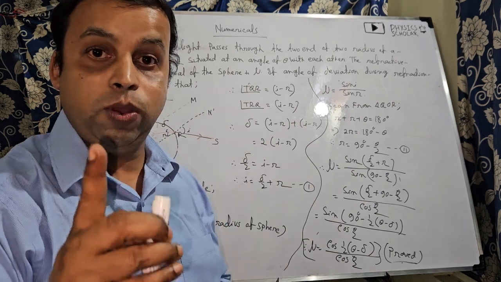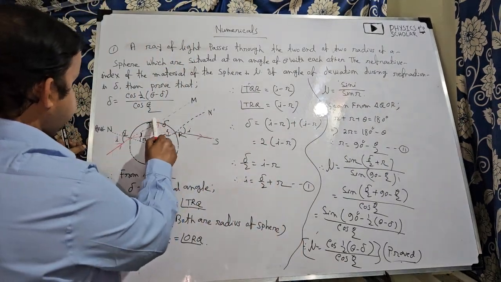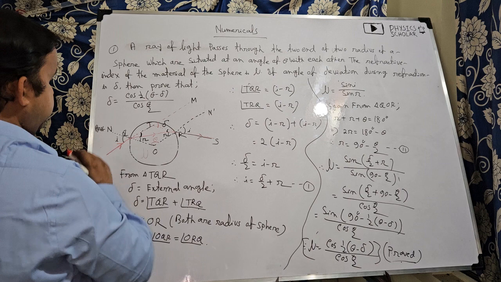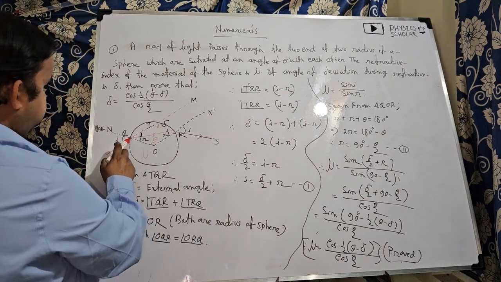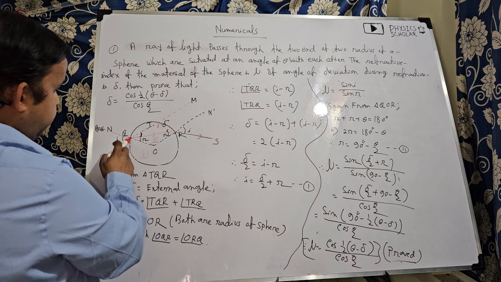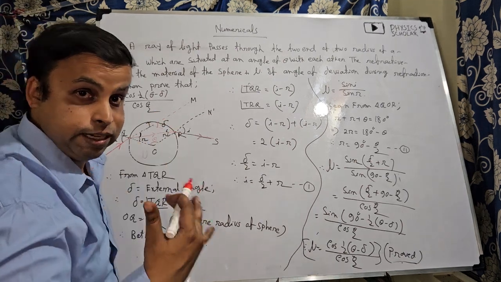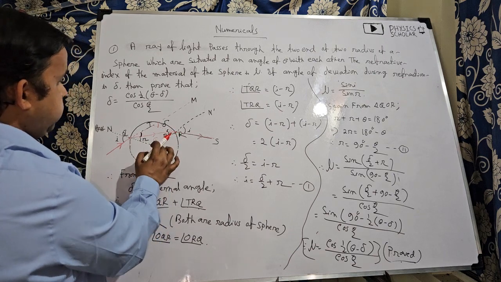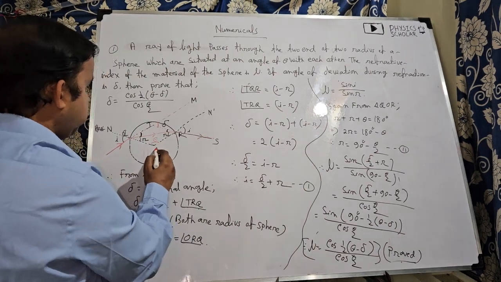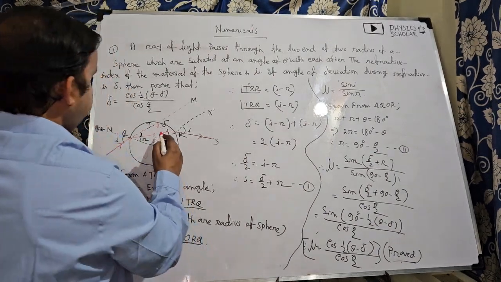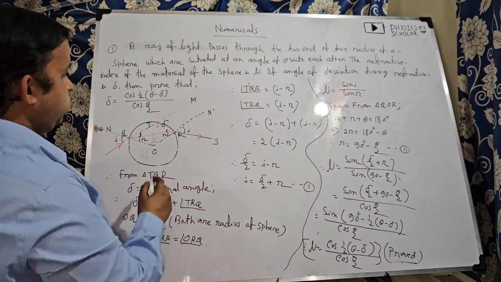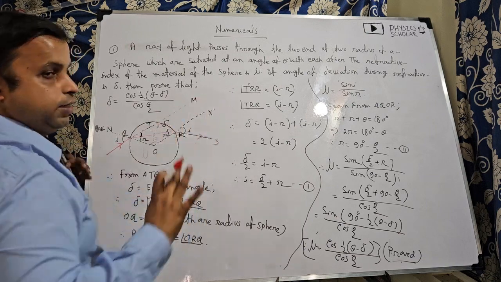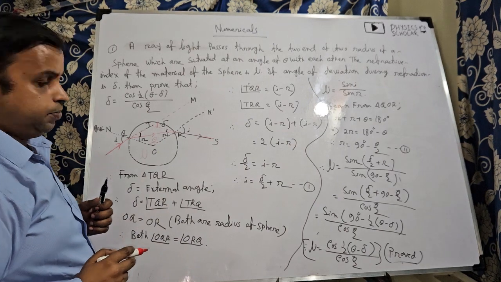Okay. So, I am explaining once again. Look at it carefully. So, this is a sphere. The refractive index of the sphere is mu. Clear? A ray of light is incident on the sphere and refracted through this path in such a way that it touches the two ends of the two radii of the sphere, and the angle between the two radii of the sphere is theta. Now we have to find out the angle of deviation between the incident ray and the emergent ray. So the angle of deviation here is delta.